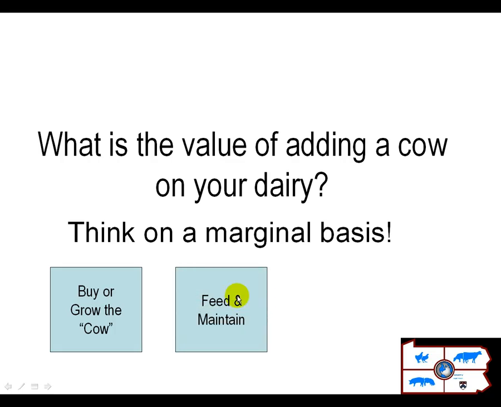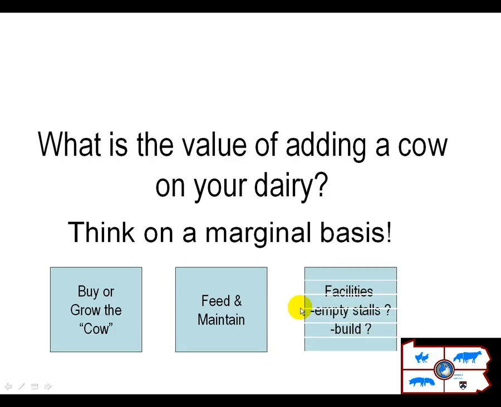Once the cow's on the herd, it has to be fed and maintained to support the milk level. Furthermore, on a long-term basis, you have to feed and maintain the replacement animal as well. And then in certain situations, you might have to make additional investments in terms of additional stalls or milking parlors, and so there might be a capital expenditure as well.